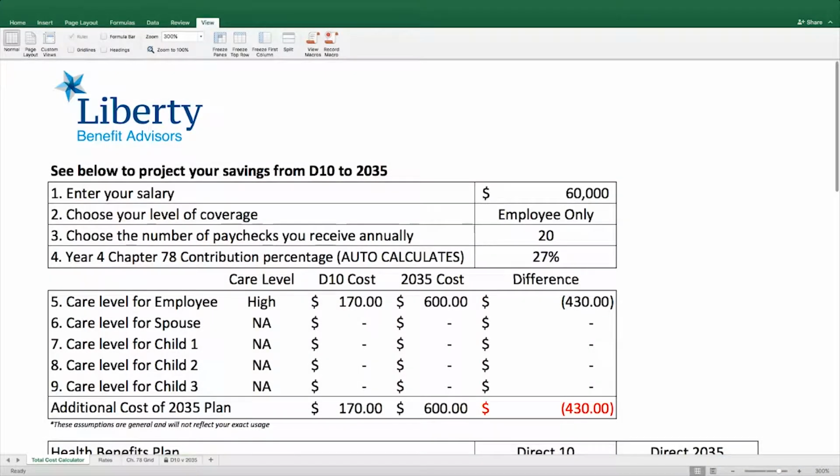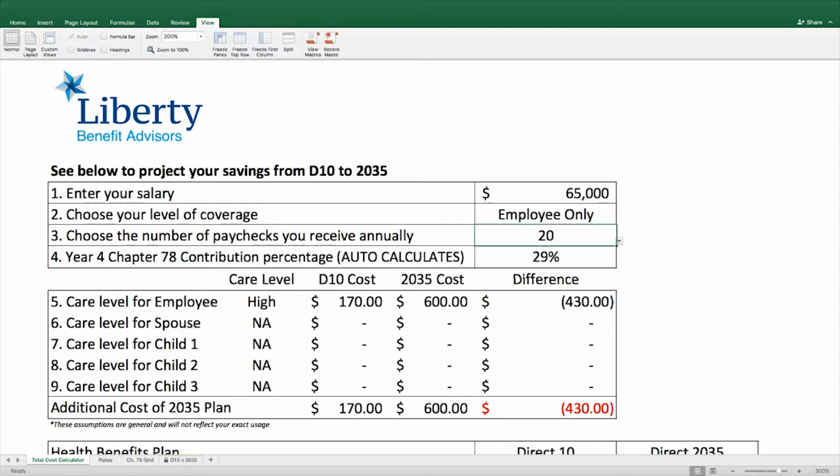In this example, we're projecting an employee's total cost if they transitioned from the Direct 10 at year 4 Chapter 78 contributions to year 2 Chapter 78 contributions for the 2035 plan. So for this employee, first we enter their salary. Let's put $65,000. What coverage tier? Let's do employee only. The number of paychecks they receive annually, let's go with 20. And the year 4 Chapter 78 contribution that they're currently paying automatically calculates.